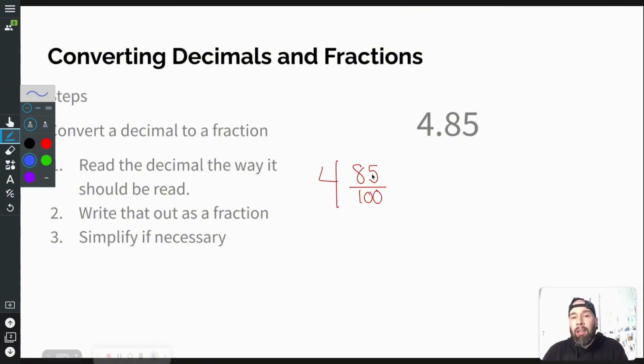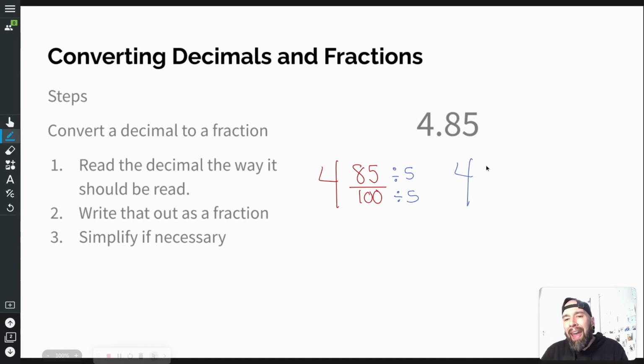I can. I can divide both the numerator and the denominator by 5. So I'm going to divide them both by 5. And I get 4 and 17 twentieths. Once I realize I can't go any further, I'm done. And that is my answer. So that's the friendly one.